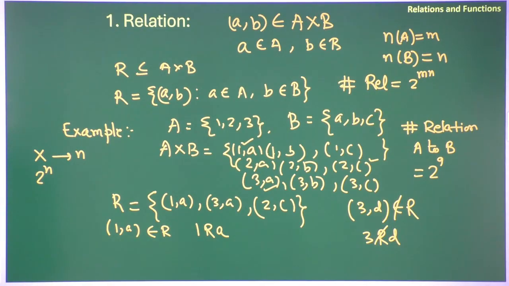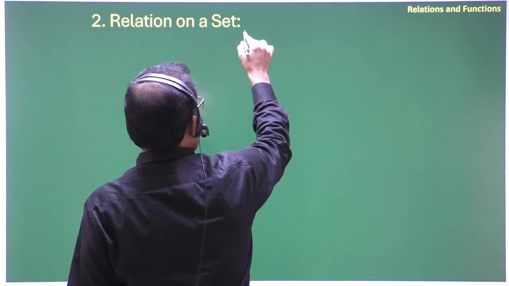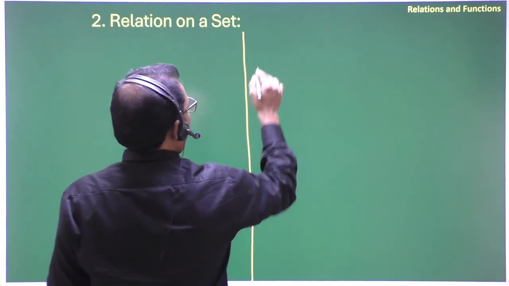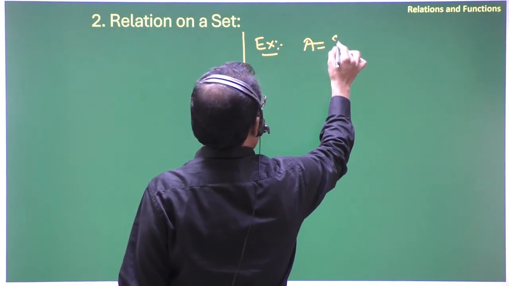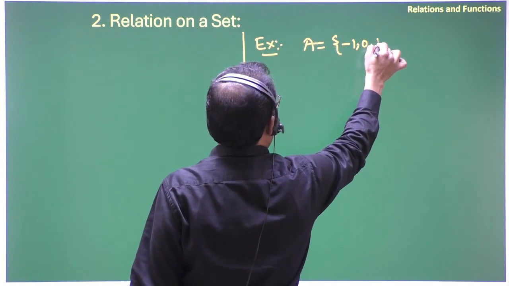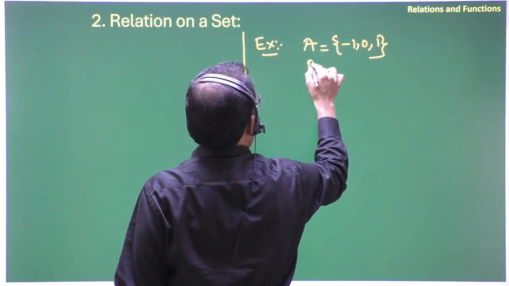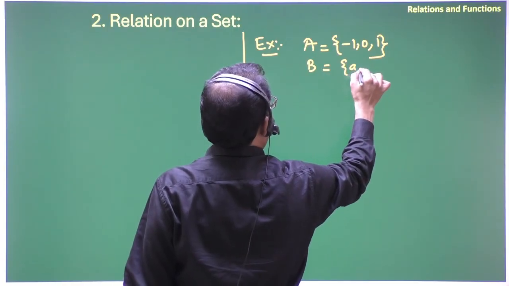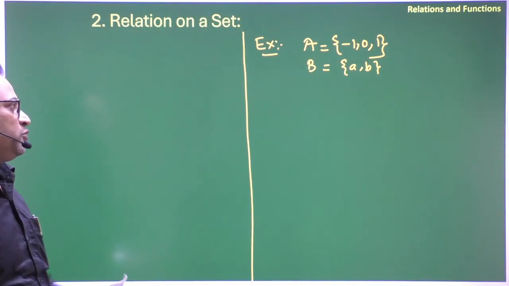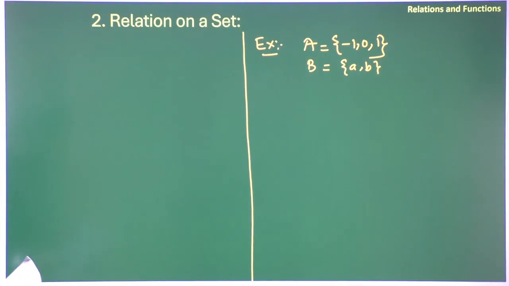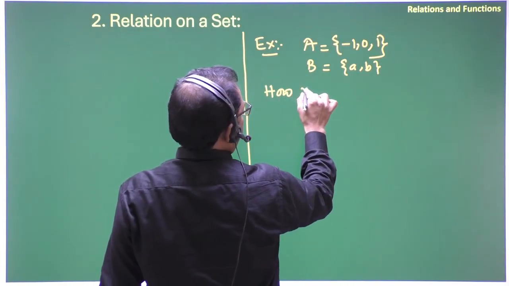So let us take one example. Before defining a relation on a set, try to solve one question based on this concept. Suppose A is the set containing the elements -1, 0 and 1, and B is the set which contains the elements a and b. If I ask you how many relations we can define from A to B, how many relations?